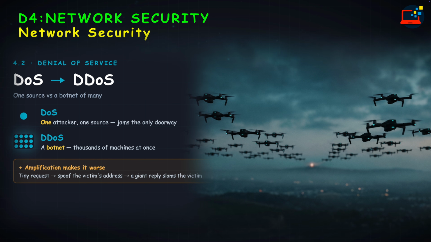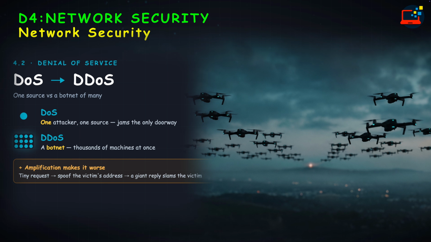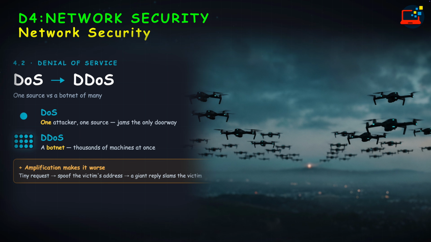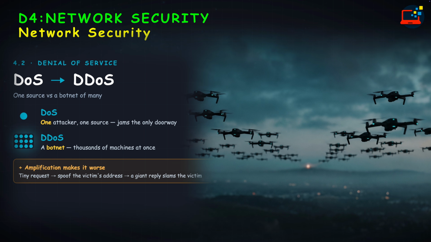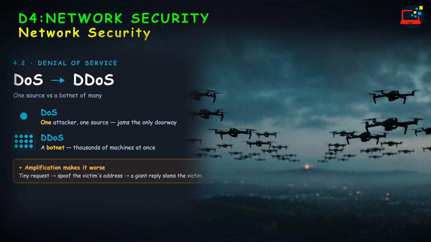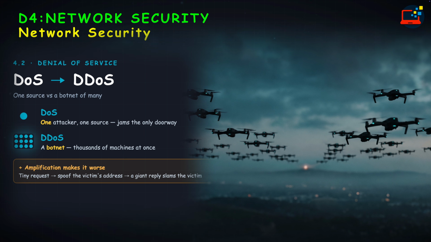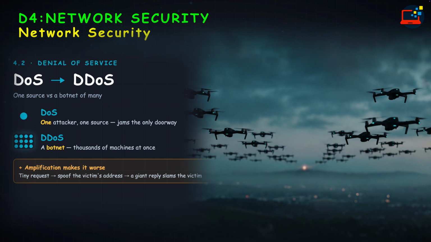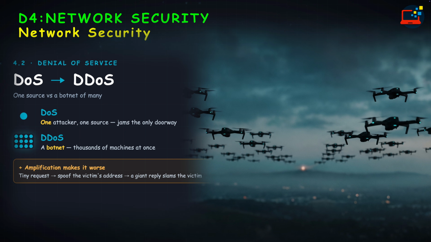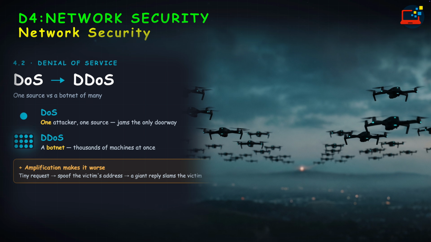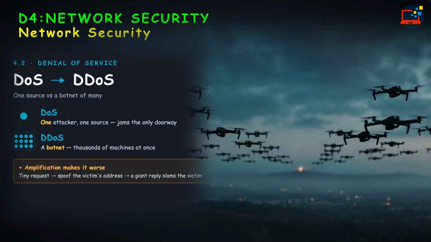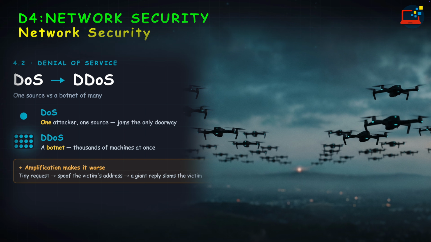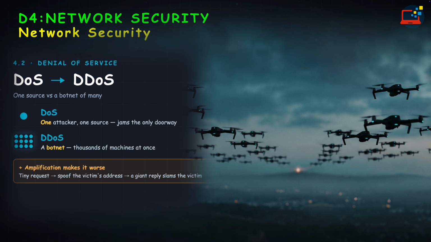A distributed denial of service, a DDoS, is the same attack launched from thousands of machines at once. Those machines are a botnet, an army of ordinary computers infected with malware and controlled remotely, all attacking on command while their owners never know. That is the whole difference the exam tests. One source is a DOS. A botnet of many sources is a DDoS.